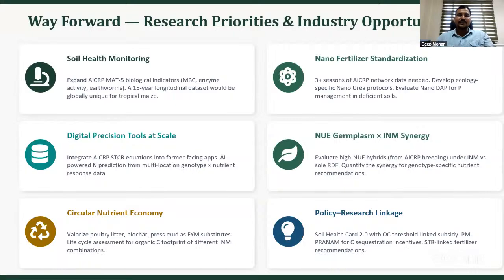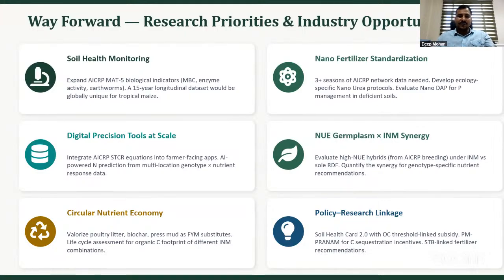Third is digital tools. Now AI is there, so AI trained tools can be developed for fertilizer application. And fourth is germplasm and INM synergy, which we can search; in AICRP trials we can have one of these trials. And fifth is circular nutrient economy, because there are different sources which are not very much utilized, so we can use them as a source of nutrition.